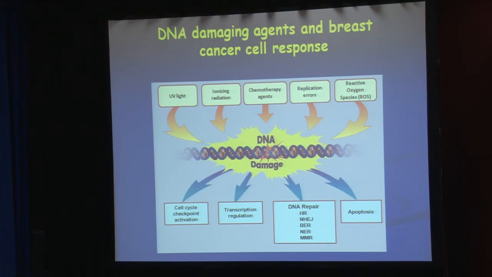Now, the DNA damage elicits a DNA damage response in breast cancer cells, and this could be activation of cell cycle checkpoints, modulation of gene transcription, or engagement of DNA repair pathways or DNA repair mechanisms, such as homologous recombination, non-homologous end joining for double-strand DNA breaks, and base excision repair, nucleotide excision repair, mismatch repair for other forms of DNA damage, including single-strand DNA breaks. And if the DNA is not repaired, the cell is induced to undergo programmed cell death or apoptosis.